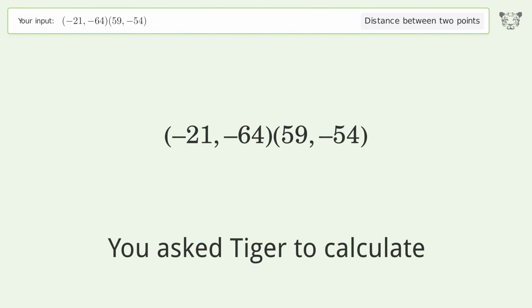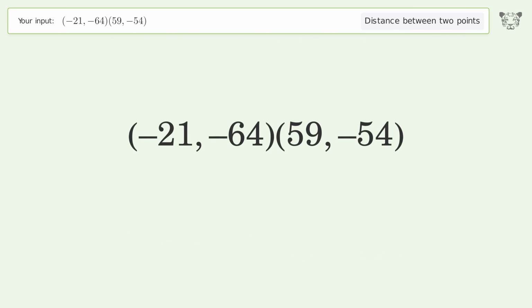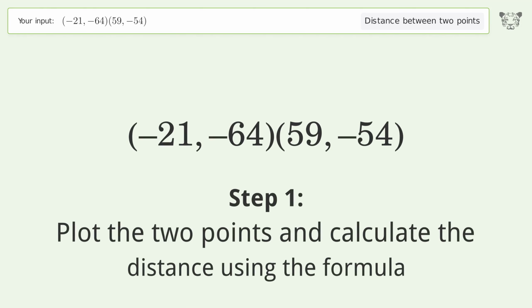You ask Tiger to calculate. This deals with the distance between 2 points. The distance between the 2 points is the square root of 6,500, or 80.623. Let's solve it step by step. Plot the 2 points and calculate the distance using the formula.